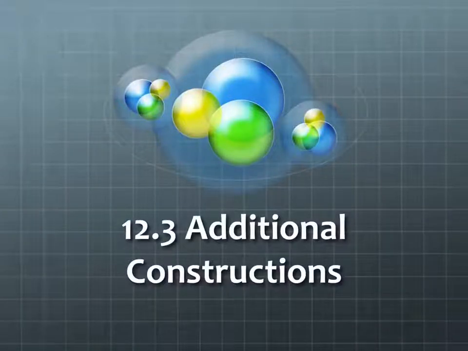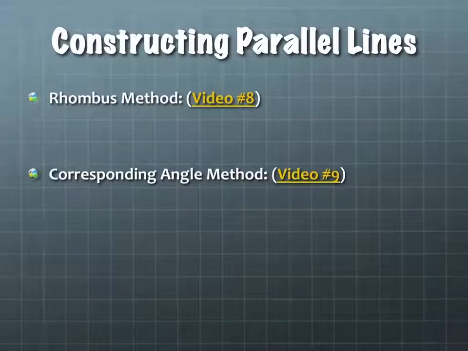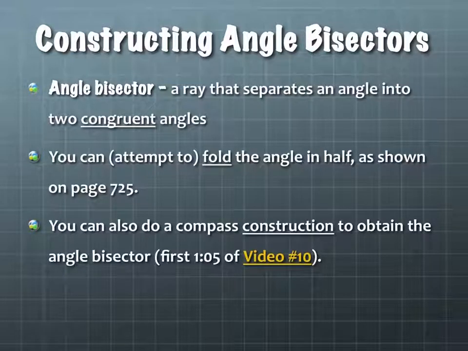Section 12.3 has continued our discussion of constructions, and we worked last time on three constructions. Two constructions were the same thing: creating parallel lines. One was the rhombus method for creating parallel lines, and the other was the corresponding angle method. And then we talked about bisecting, or cutting angles in half, and we created an angle bisector as our third construction for last time.